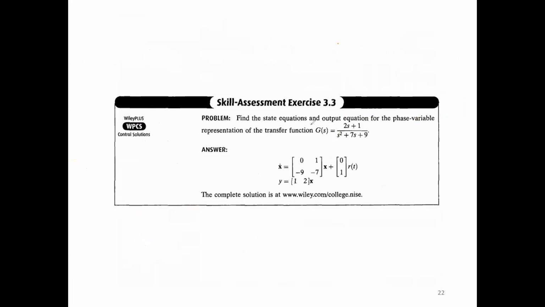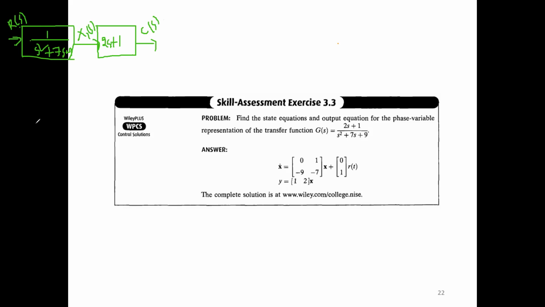Okay, so see here, 2s plus 1. First of all, you have to put the two parts in one part: 1 over s square plus 7s plus 9. In the second part, 2s plus 1. See, this is R(s). This is X1(s). This is C(s).